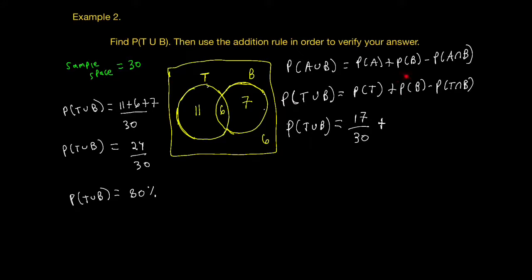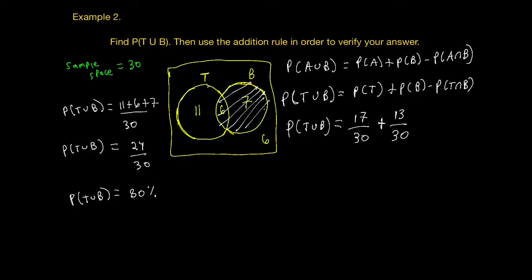And now to get the probability of b, we're going to count everything that's inside of b. So let me shade b. And we have a 6 plus a 7. And 6 plus 7 is 13. So the probability of b is 13 out of 30. And you can notice that I technically included this 6 twice, which is right. I'm going to have to subtract it once here.